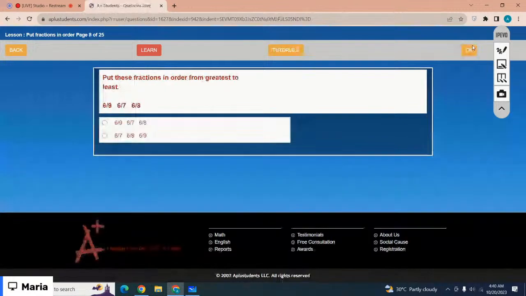Okay, put these fractions in order from greatest to least: 6 by 9, 6 by 7, 6 by 8. Which is the correct option? You have to arrange them from greatest to least. Yes, the second one. 6 by 7, 6 by 8, and 6 by 9.